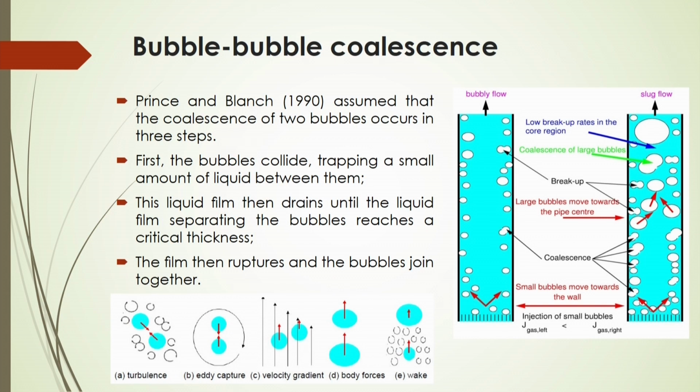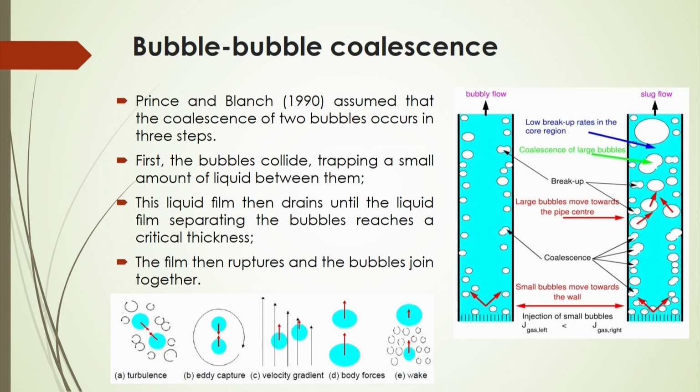And bubble coalescence is one important aspect in this case, because you have to know how this coalescence of the bubbles actually happens. Here you will see several methods explained by different investigators, of how two bubbles come to each other, how they collide, and how they join to each other and make a bigger bubble.